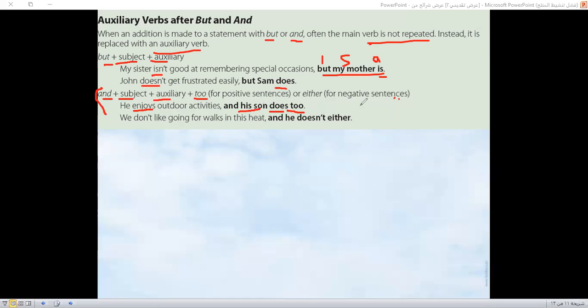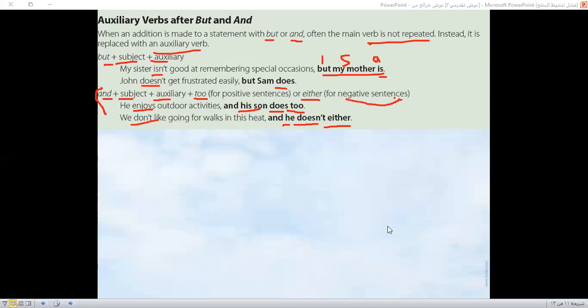We don't like going for walks in this heat, and he does not either. This is a negative sentence, and I'm going to use what? Either. And subject auxiliary, but not too, because it's a negative sentence. Please pay attention to that. So we don't like going for walks in this heat, and he, which is the subject, and then the auxiliary does not. You see, we don't, because of we, they use don't. Here we have he, so we're going to use doesn't. The same in the present, both of them in the present. And then we used either. Okay?